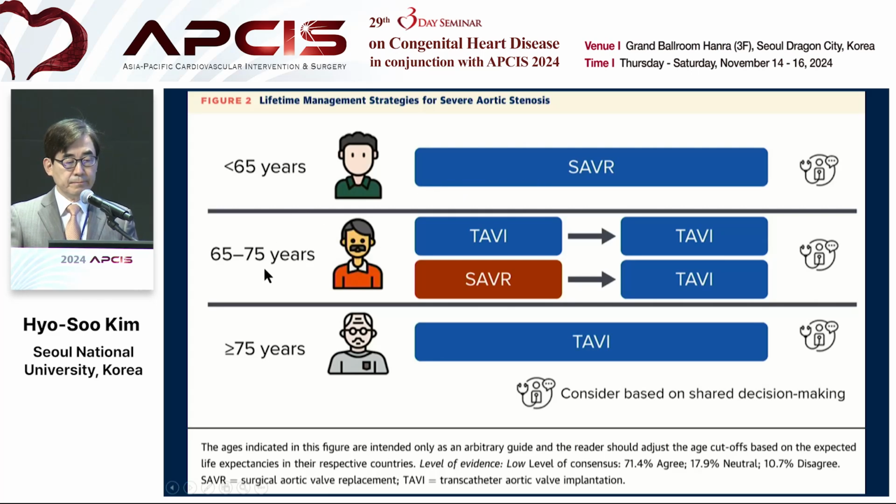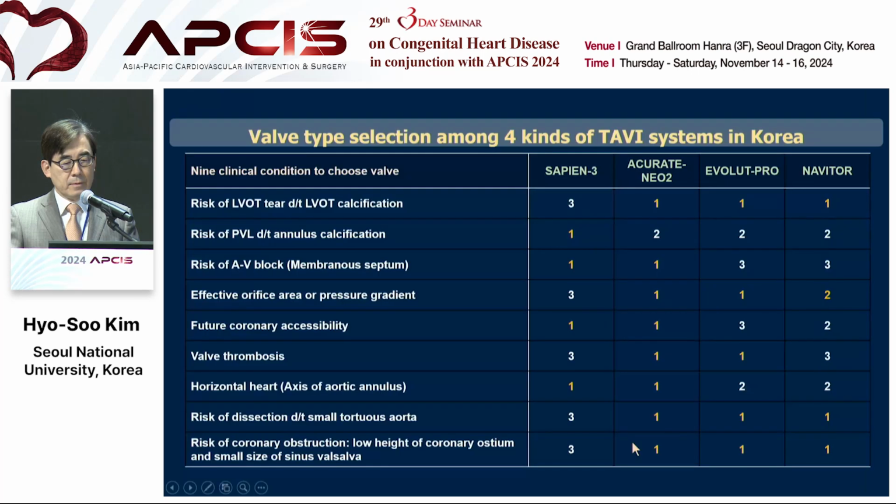In the gray zone, depending on patient profiles and comorbidities, we can choose TAVI or SAVR. When we choose valve type among the 4 kinds of TAVI system in Korea, I always suggest considering 9 clinical conditions to choose among SAPIEN, AcurateNeo, Evolut Pro, and Navitor.